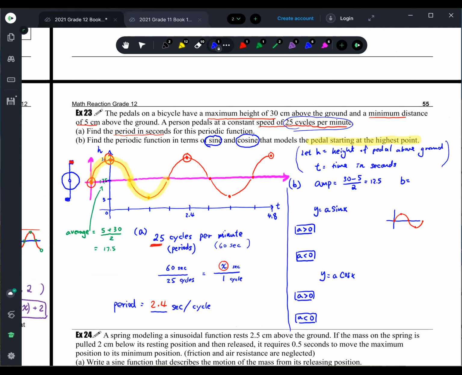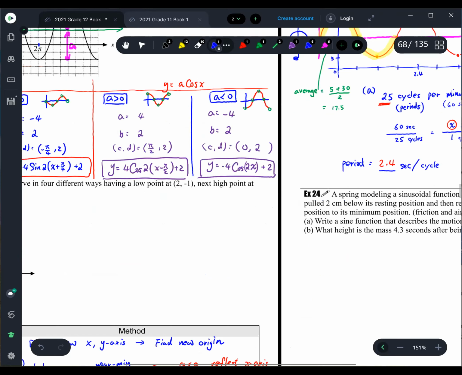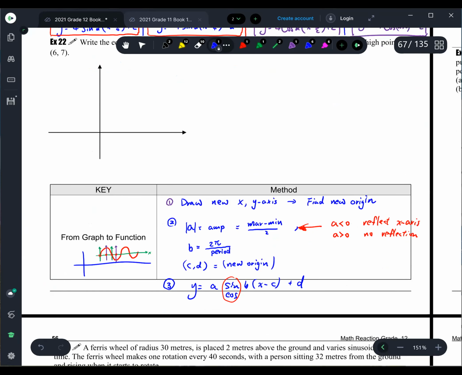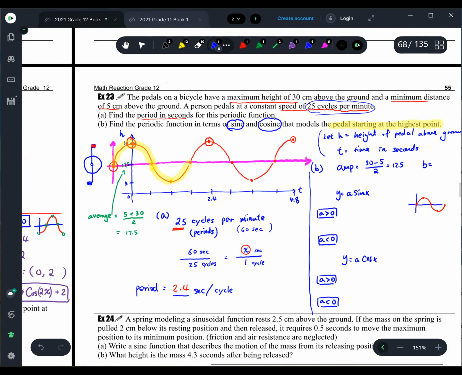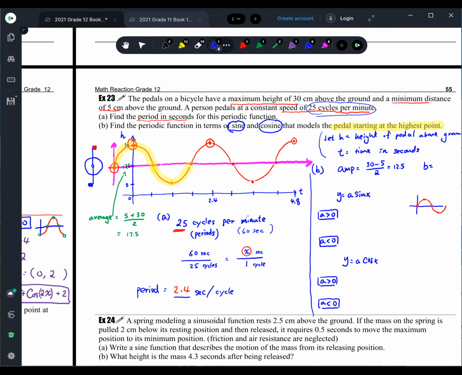I'm a bit confused. I'm confused how to find this one. How to find B? You know how we got the amplitude? Okay, B, you look at the formula in the summary. What does it say? How to find B? 2 pi over the period. Do we know our period? Yeah. How long? 2.4. Yeah.